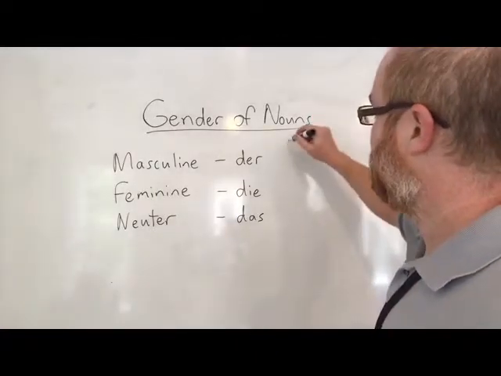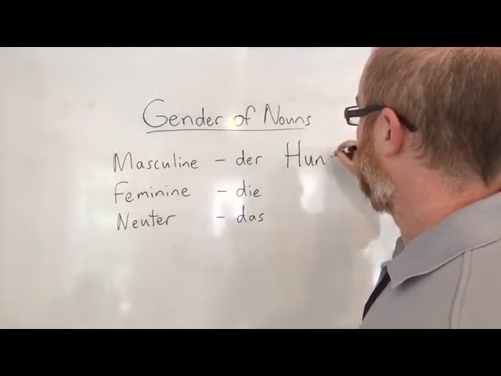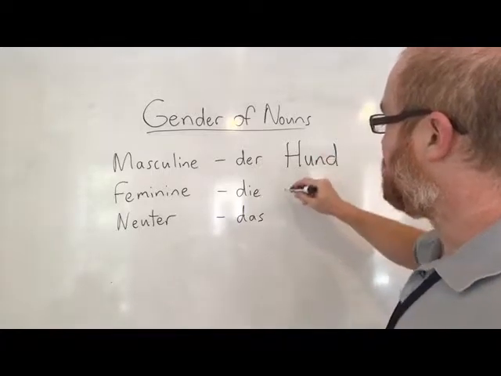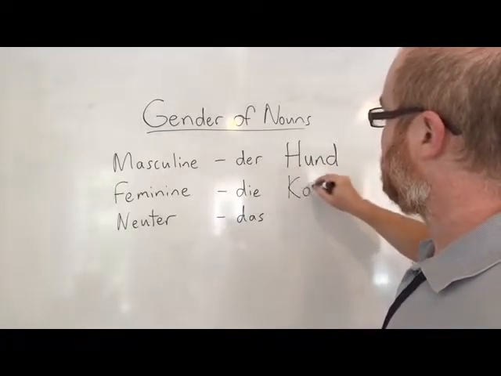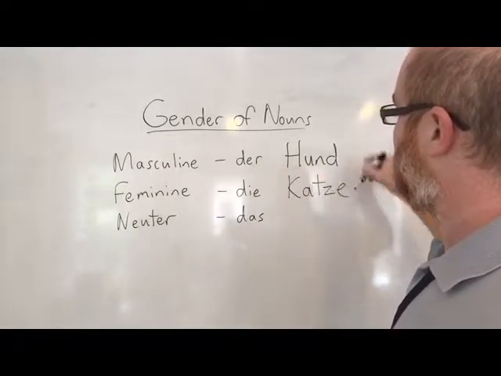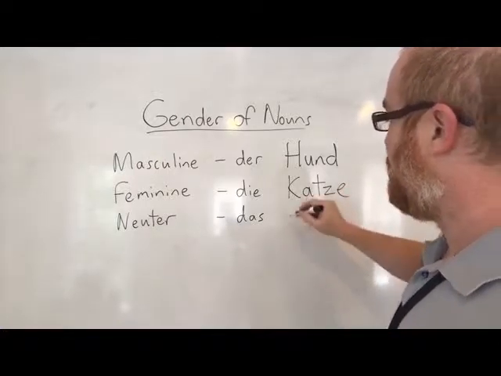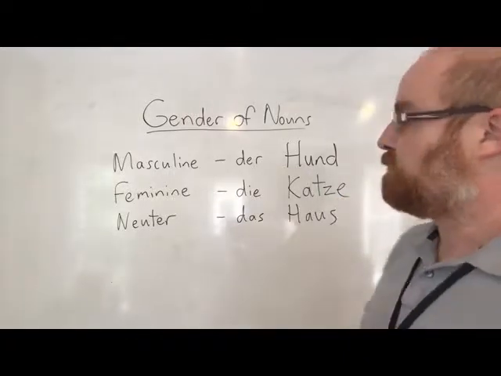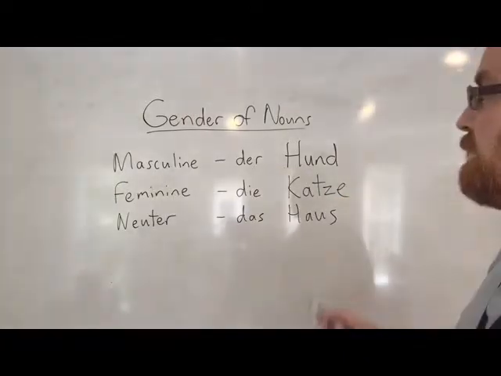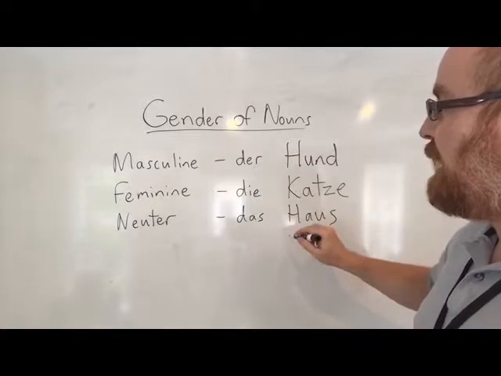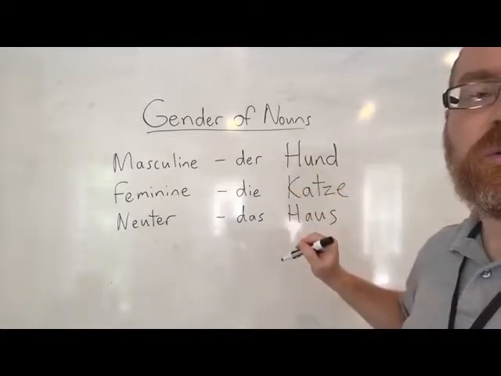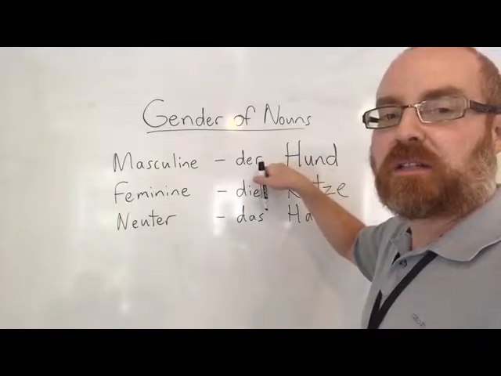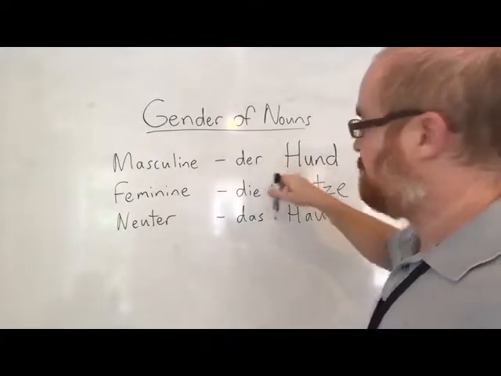Der Hund, the dog, is masculine. A feminine would be die Katze, the cat, and the house, das Haus, for neuter. Each of these genders has its own definite article associated with it in the nominative case, but this is also how we see things listed in dictionaries.